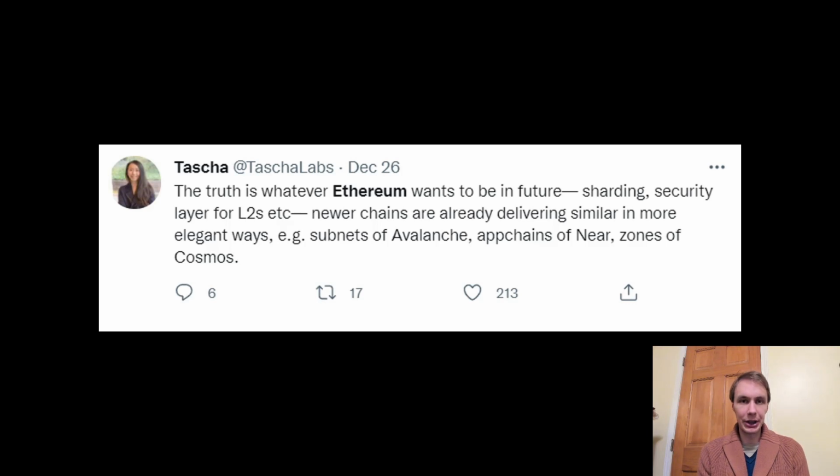But what I want to argue now is that I think it's a little bit too early to really be putting the nail in Ethereum's coffin. And there are a couple of reasons why I think we should be hesitant to do that immediately.